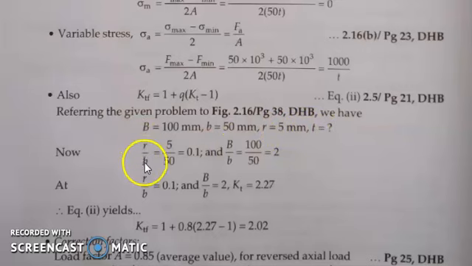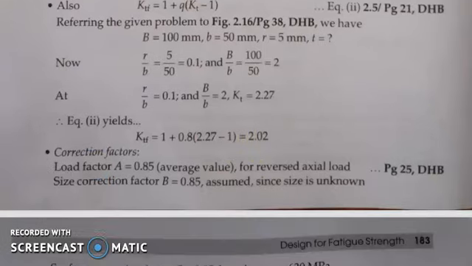Here, R by b is equal to 5 by 50, that is equal to 0.1, and capital B by b is equal to 100 divided by 50, that is equal to 2. R by b is equal to 0.1 and capital B by b is equal to 2. Then KT will become 2.27. It is already shown. Then KTF is equal to 2.02. So calculate the value of KTF.